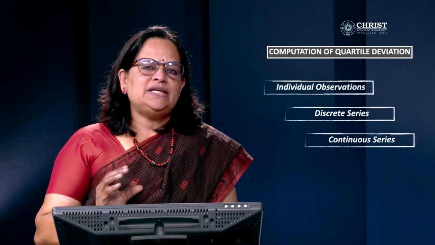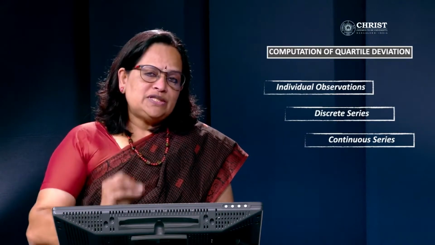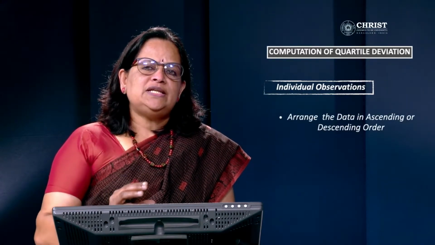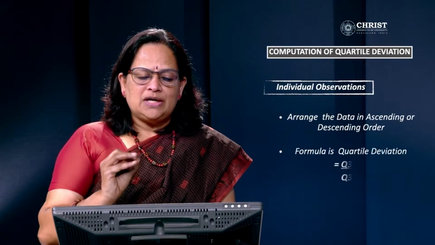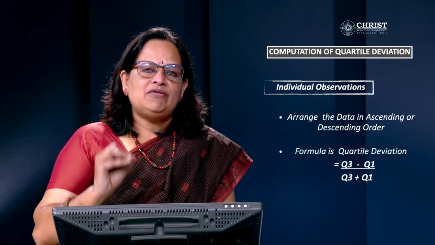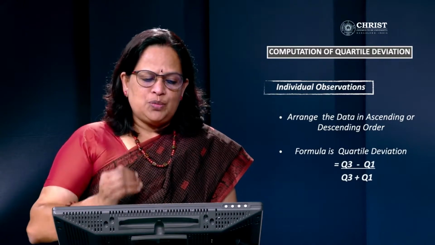Now, how is the computation of quartile deviation divided? Three classifications are there: individual observations, discrete series and continuous series. First, individual observations: if you have to find quartile deviation or median, you have to arrange the data in ascending or descending order of magnitude. The formula for calculating quartile deviation is Q3 minus Q1 divided by 2. So we'll see the first problem.